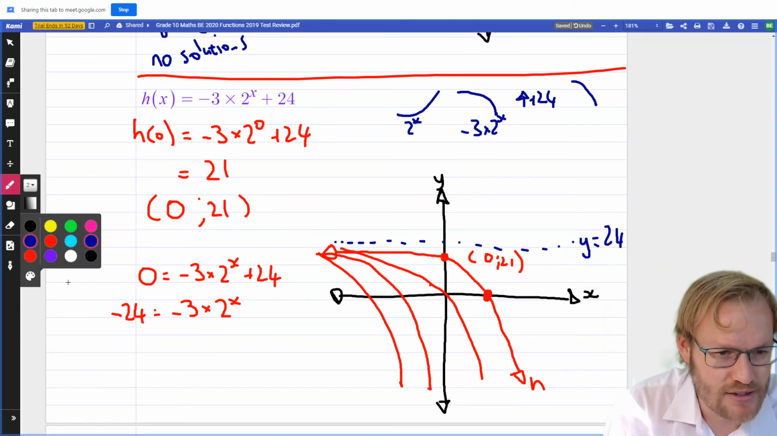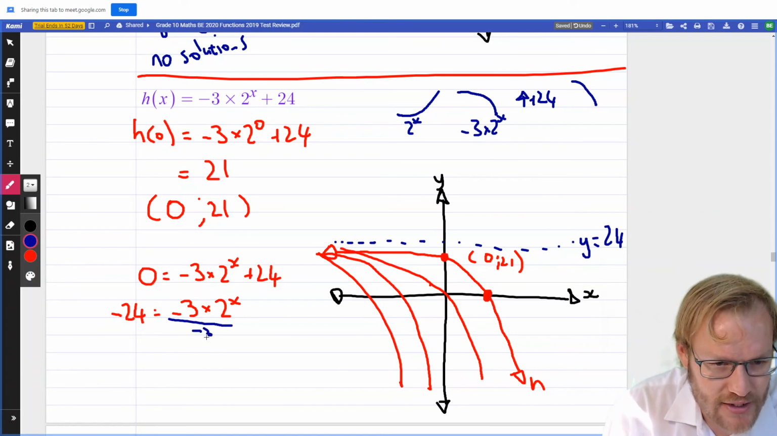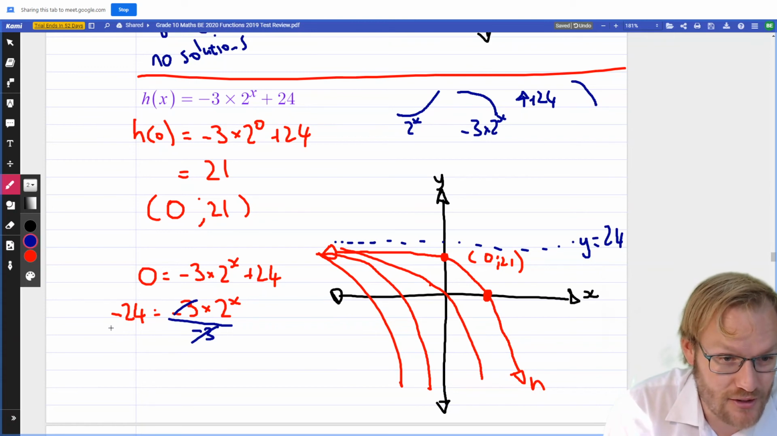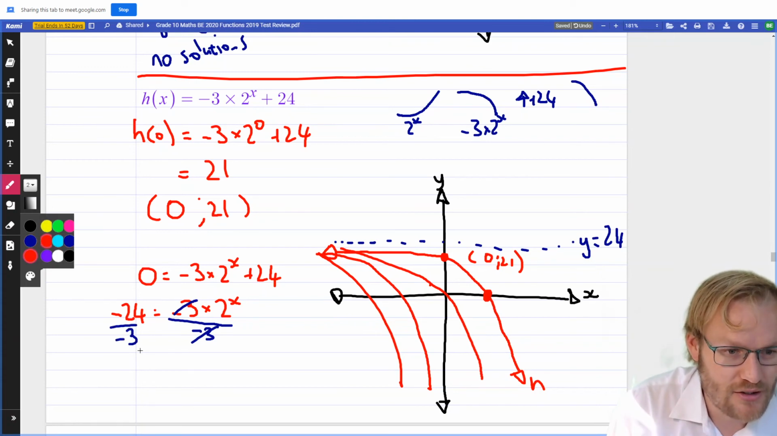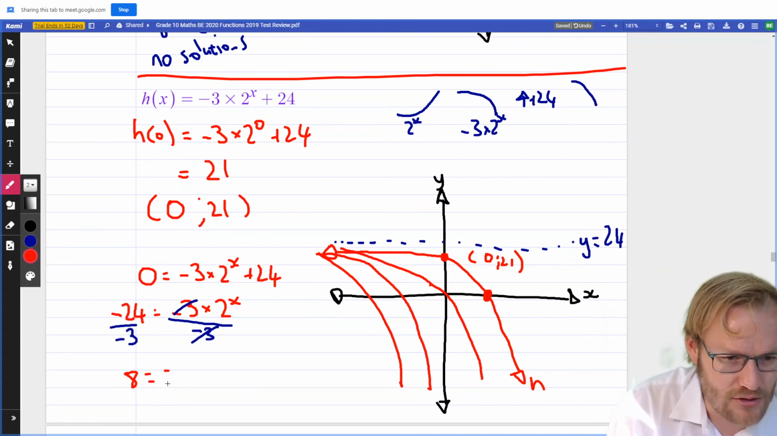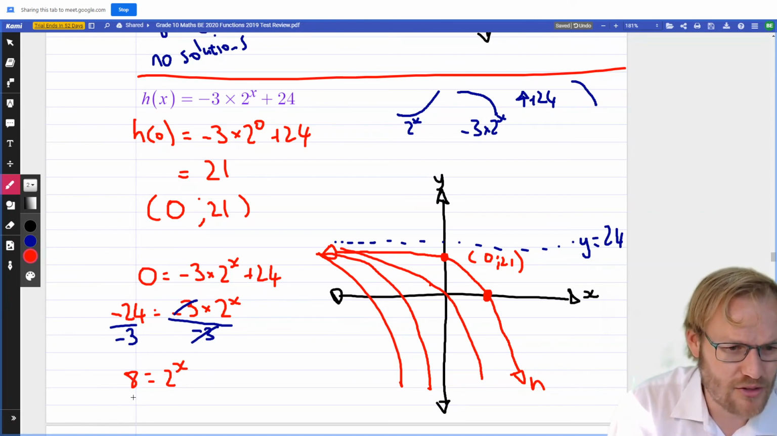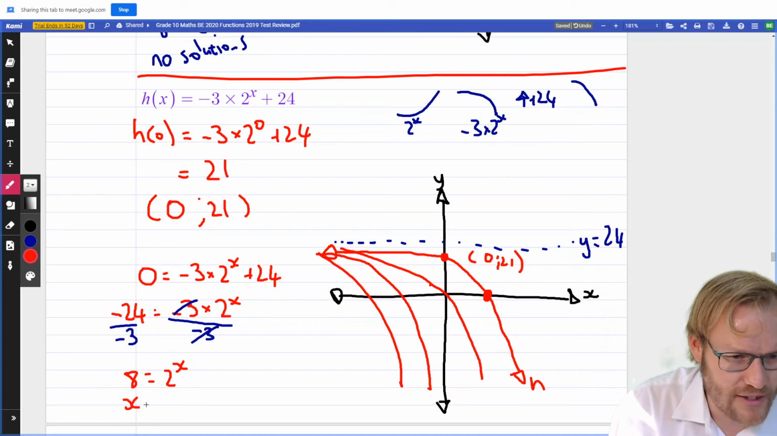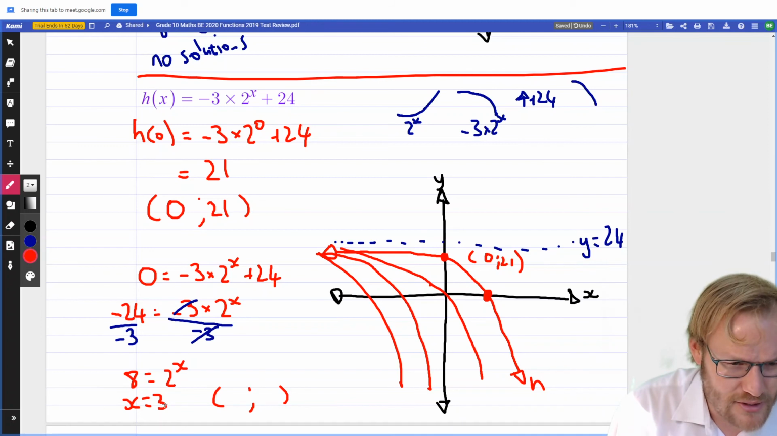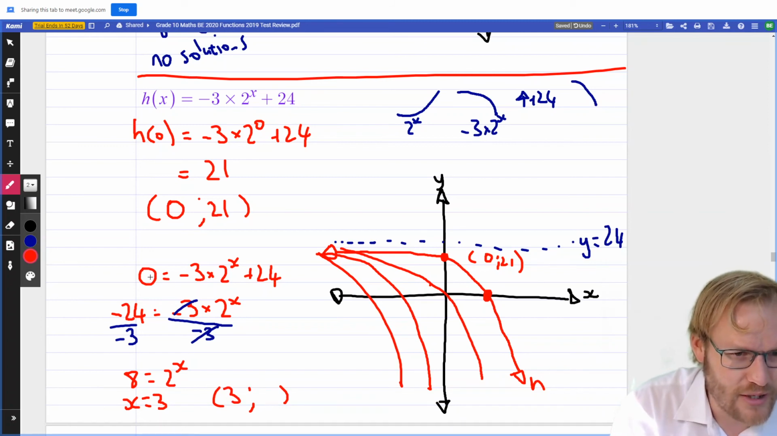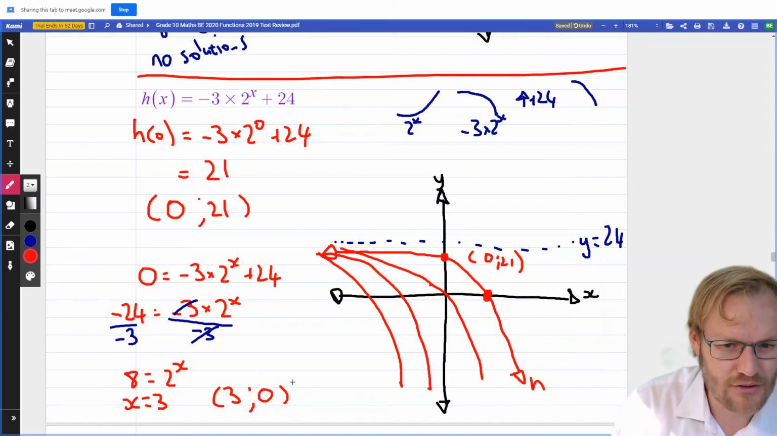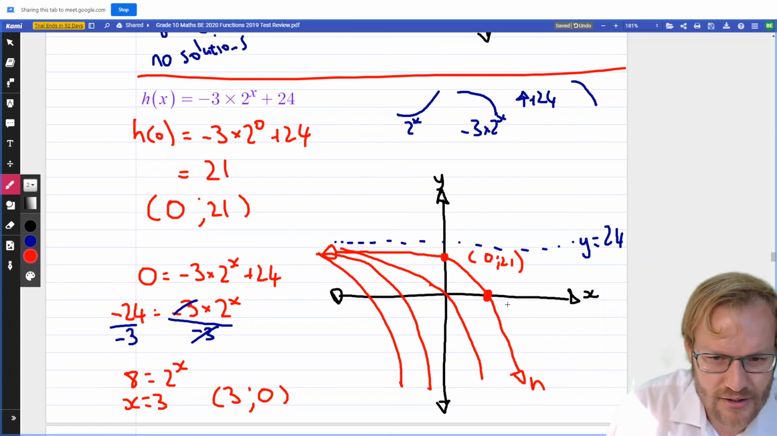So let's actually show that thinking. Divide by negative 3. Those will cancel. So we'll have 8 equals 2 to the x. 2 to the what gives us 8? Well, 3. So therefore x equals 3. Let's just sum up. What were we doing exactly here? We said when x was 3, y was 0. So now I know that 3, 0 exists on the graph. There it is over there, 3, 0.